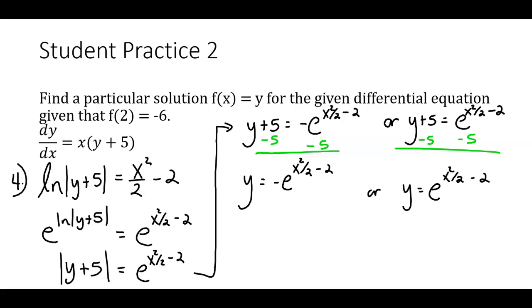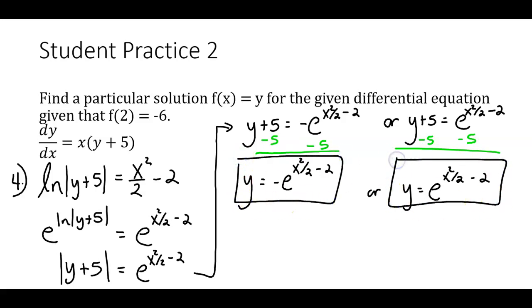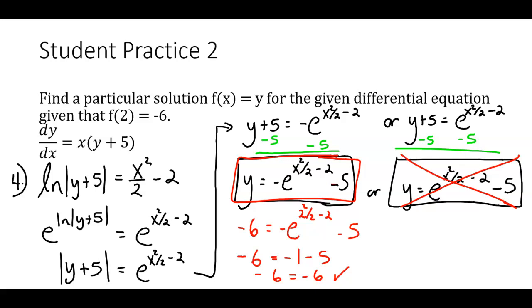So here's step 4, where we get the y by itself, and we end up with these 2 possible solutions, and now we have to see which one is correct. And I just realized that I left off the minus 5 on each side. Let me correct that there. So it's supposed to be a minus 5 here and a minus 5 here. All right, so now we'll see which one of these works based on plugging in the initial condition. So this time it looks like it's the red one, the negative one that works.